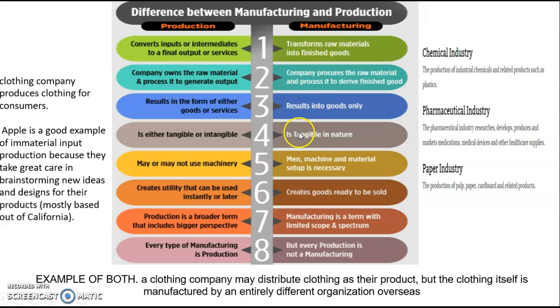Manufacturing is tangible in nature. So manufacturing is only tangible. It means that you can touch the product, the final product. You have to use machinery. So that is manufacturing. But production could be tangible or intangible. So you can see the process or not. For example, the same example of sugar.